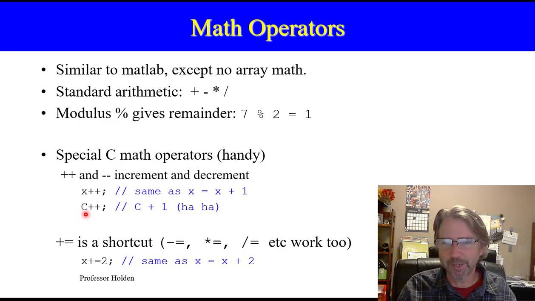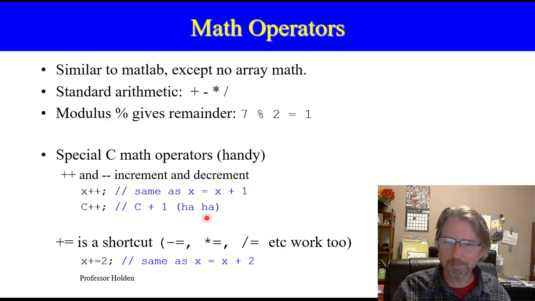It's the reason that C++, the language, is named C++, because it's one more. It's the next iteration of the language C. So there was no language C+. It went from C to C++. So there's a little programming joke for you today.